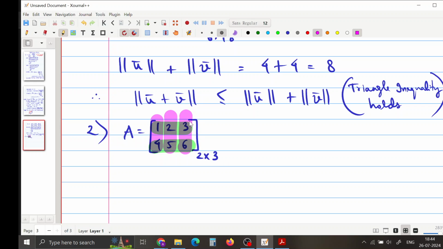So there are 3 columns. So it's a 2 cross 3. 2 denotes the number of rows, 3 denotes the number of columns. That's how the size of a matrix is governed. Okay, I'll just remove this highlights.